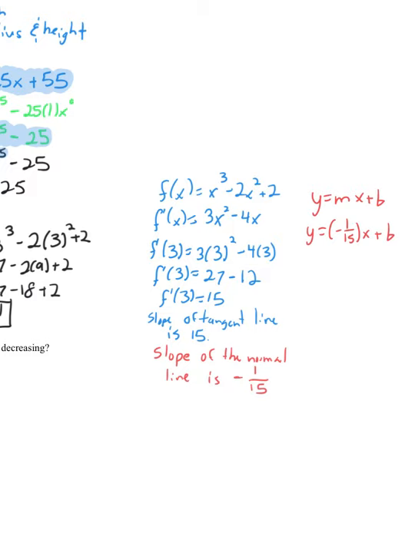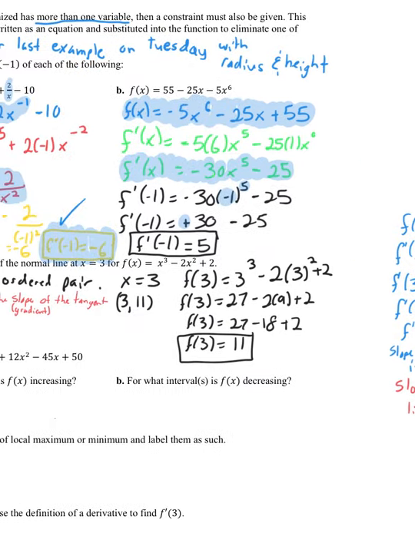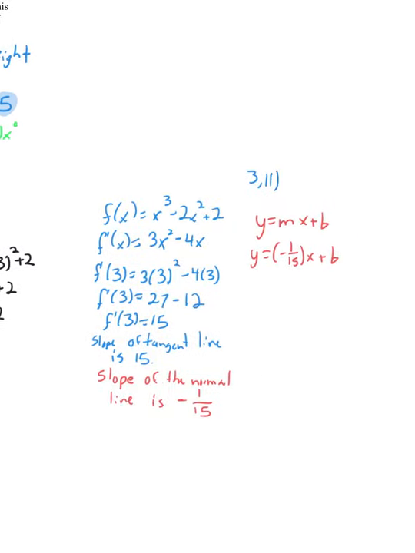And then I've got the point (3, 11) that we found at the very beginning of the problem. Now I can say 11 for y, and I'm going to solve for the b value to figure out where the y-intercept is going to be for this line. It's just a simple solving problem. 11 equals negative 1/5 plus b. I'm going to add 1/5 to both sides.